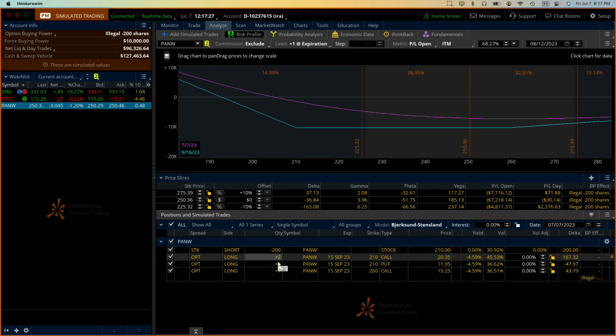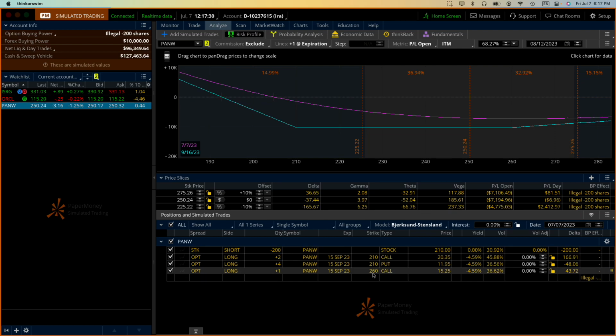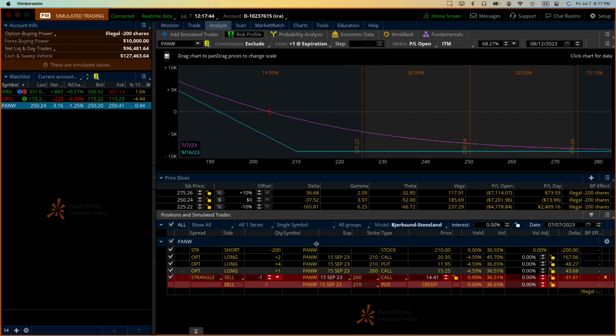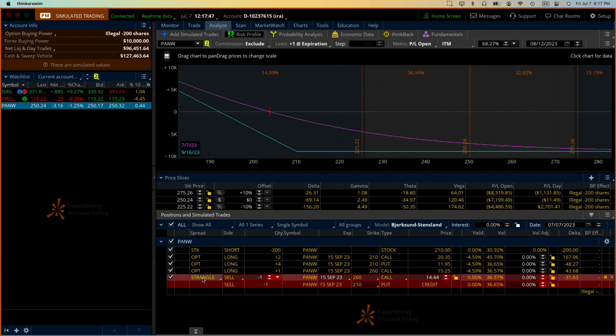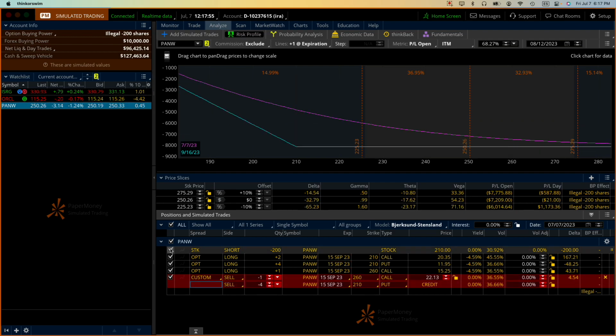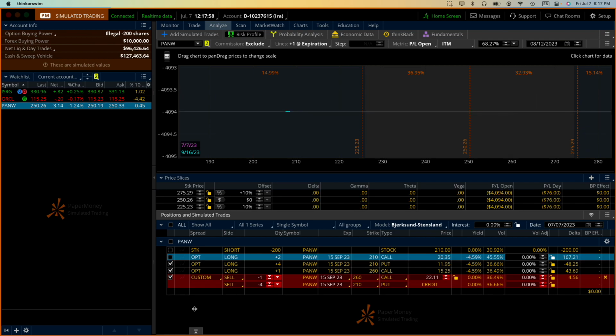And once that's filled, we can sell this call at 260 and the 4 puts at 210. I don't think we'll get to 210 between now and September, so may as well cover it. Analyze closing, and it looks like a strangle, but on the put side there are four. So then we customize it. We're going to sell 4 puts, and apart from the calls, we get a credit of 22.09, which times 100 is 2,200.